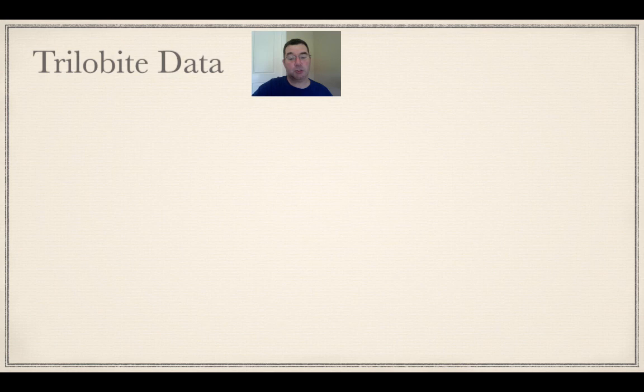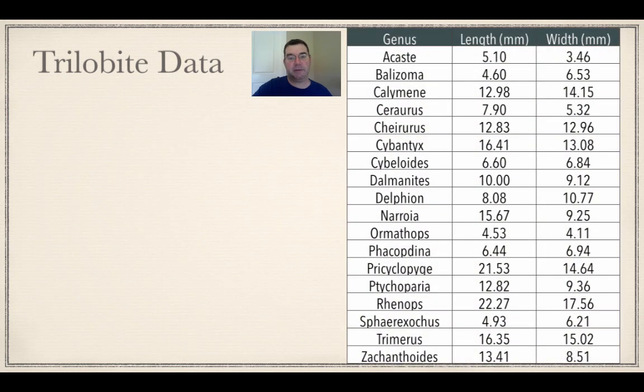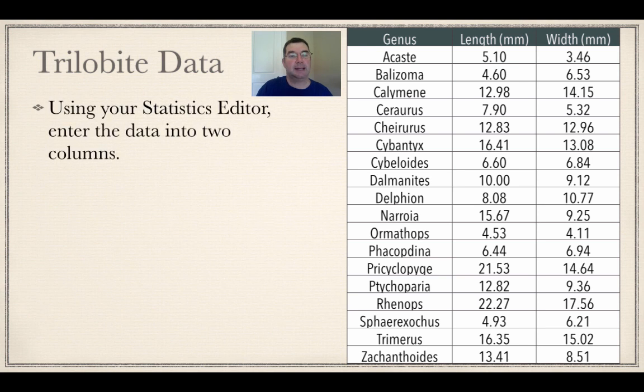This is some data of some trilobites. Nice big table there listing all the different kinds of trilobites. And so what I'm going to do is I'm going to use my statistics editor on my calculator and enter that data into two columns. And then just do a linear regression like I did a couple of lessons ago.